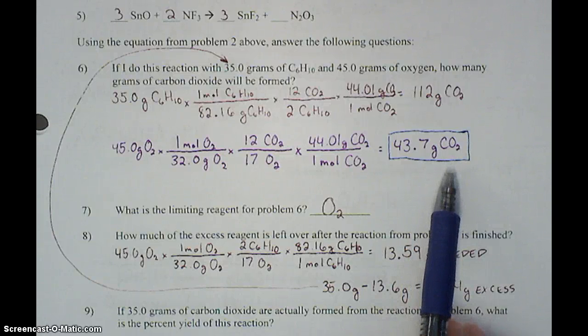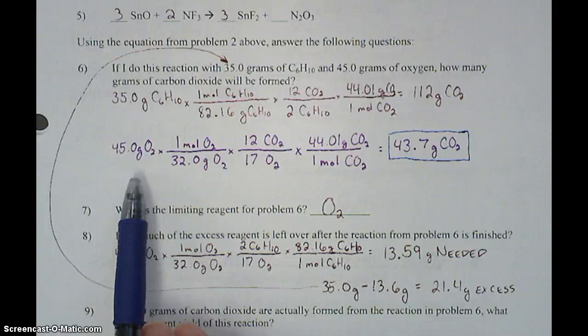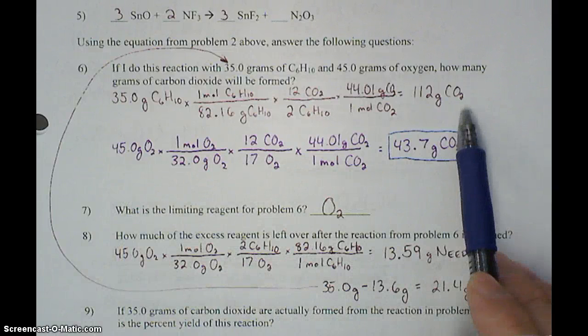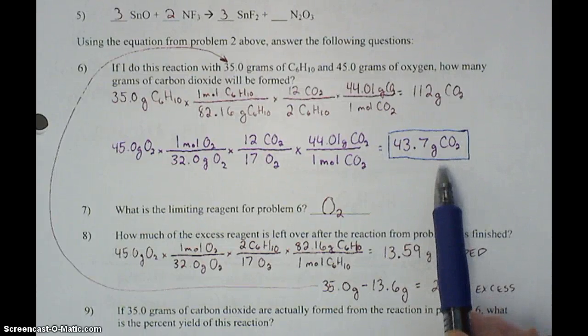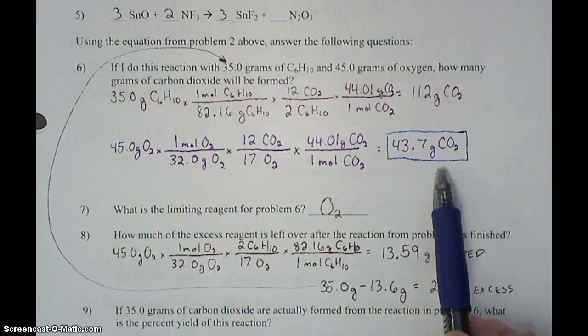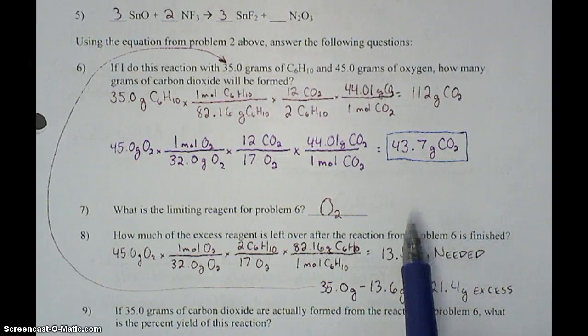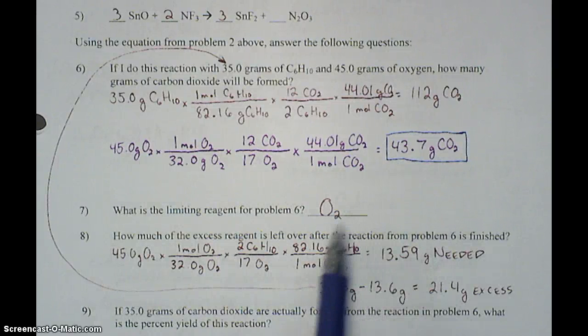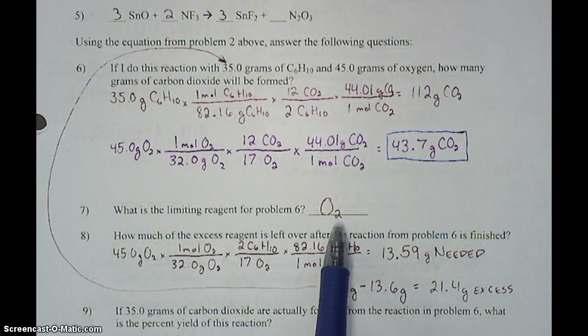And once that happens, the reaction will stop. I won't have any more grams of oxygen to work with. I'll never be able to make the 112 grams in that case. So this 43.7 grams of CO2 is the actual amount that can be produced. That also means that oxygen, the one that I ran out of in producing that, is our limiting reagent or reactant.